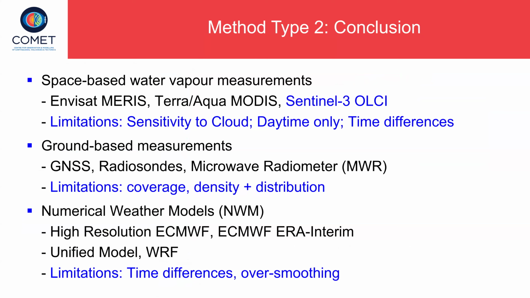So to conclude, there are different types of observations we can use to simulate the tropospheric effect, to correct the tropospheric error. But each dataset has its own limitations. So you have to consider these limitations when you choose these datasets.